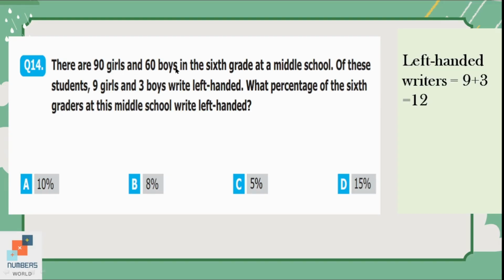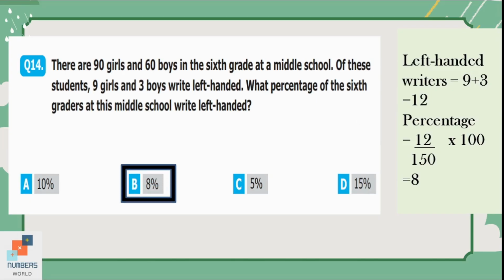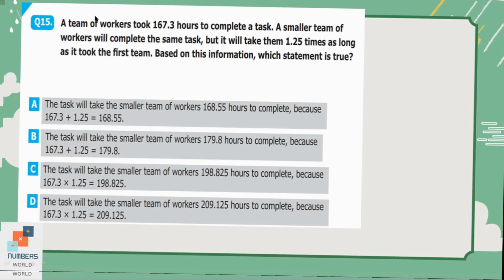As there are 90 girls and 60 boys, the total number of students is 150. To find out the percentage, we will divide 12 by the total number of students, that is 150, and multiply it by 100. The answer is equal to 8. So the total percentage of the 6th graders at this middle school who write left-handed is 8%.